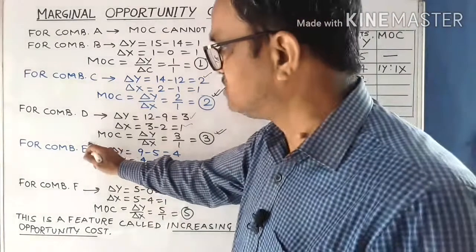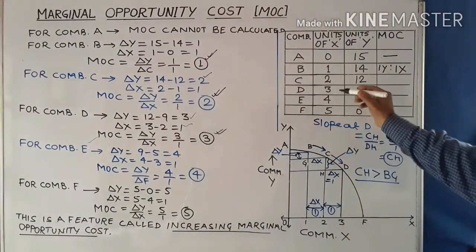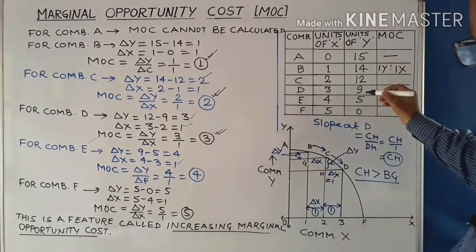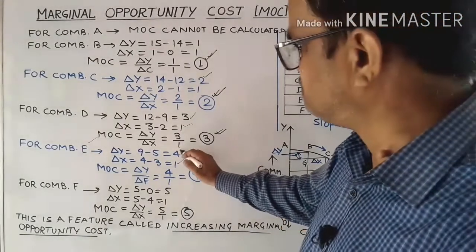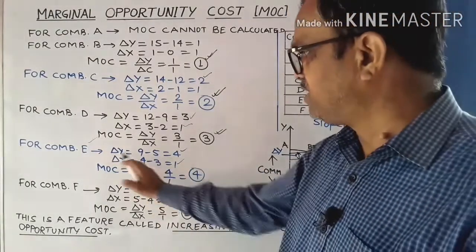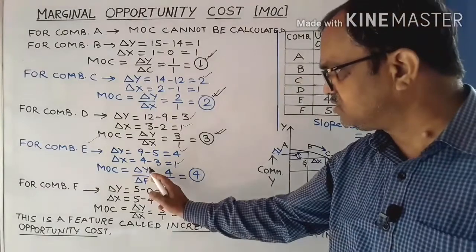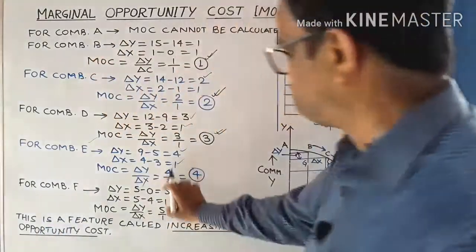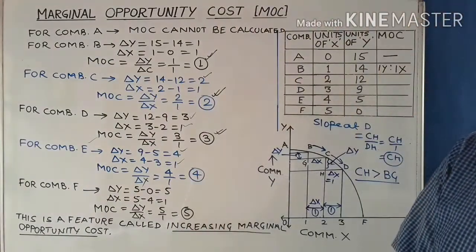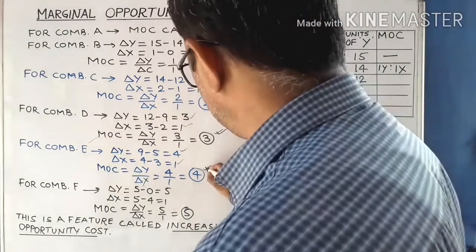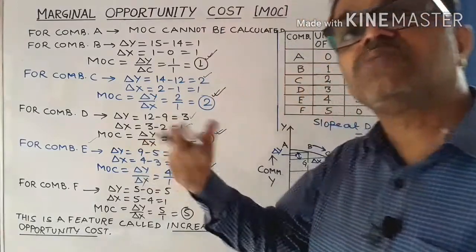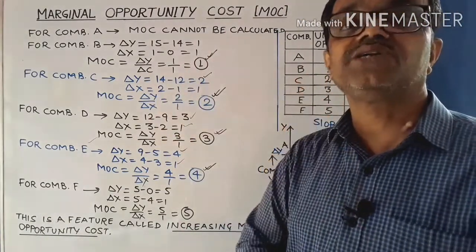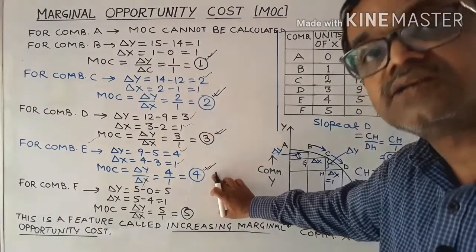Now so far as this combination E is concerned, again there is 1 unit gain of commodity X, and the loss is 9 minus 5, that is 4 units. Delta Y 4, delta X 1, that is MOC is equal to delta Y by delta X, this is equal to 4 by 1, that is 4. Means again there is an increase in the number of units sacrificed of commodity Y to produce the same 1 additional unit of commodity X, means MOC again increased.